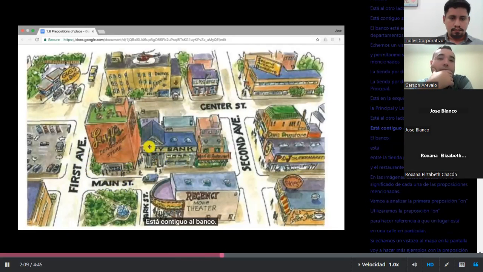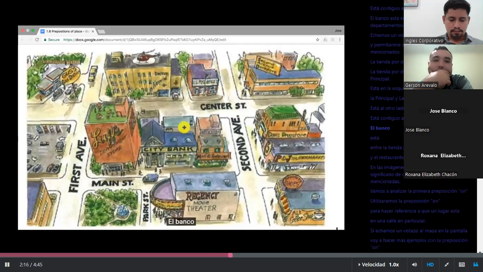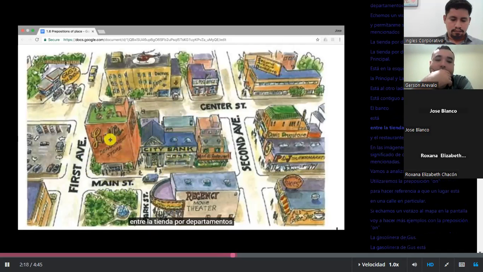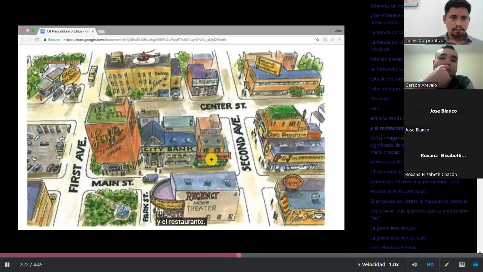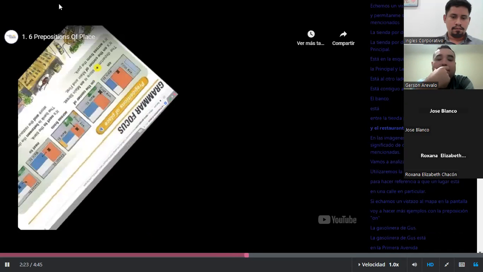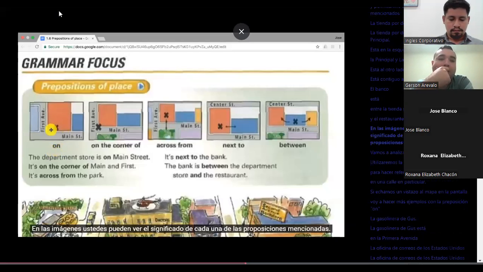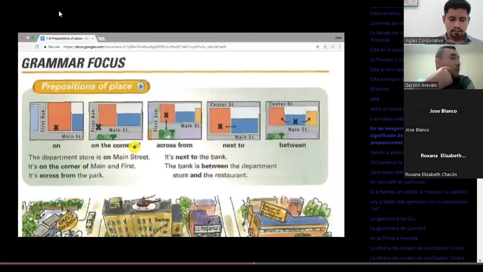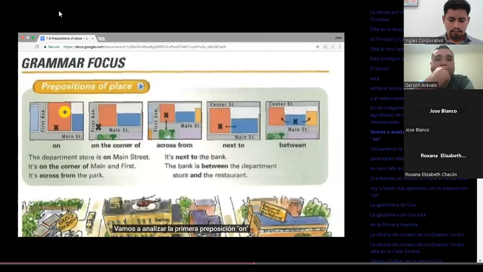It's next to the bank. The bank is between the department store and the restaurant. On the images, you can see the meaning of each preposition. Let's analyze the preposition on.